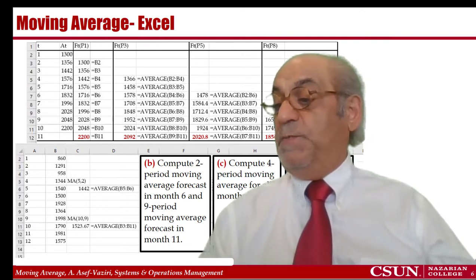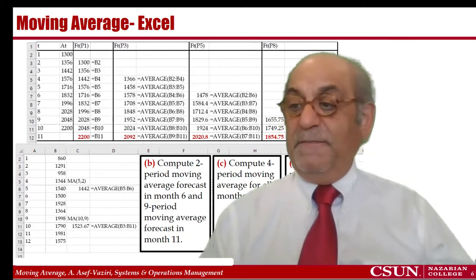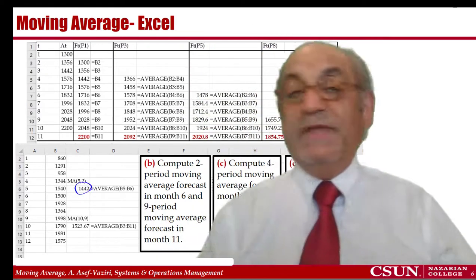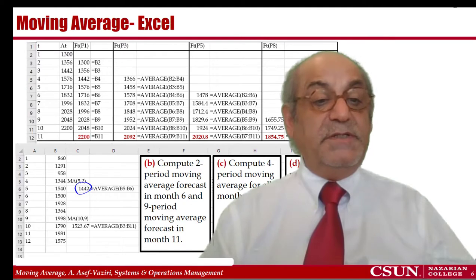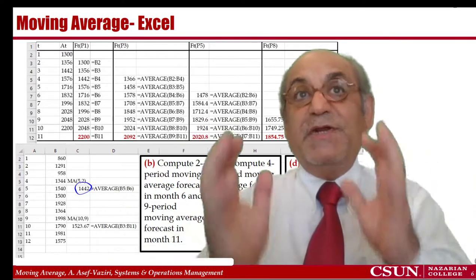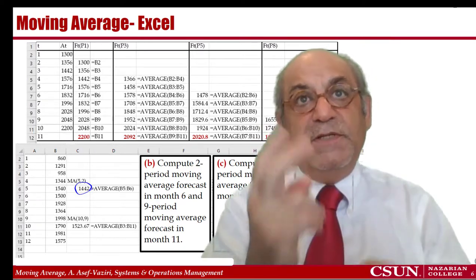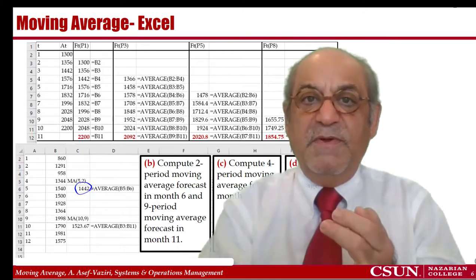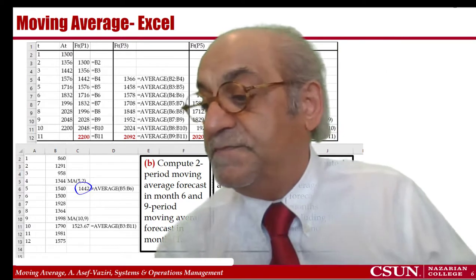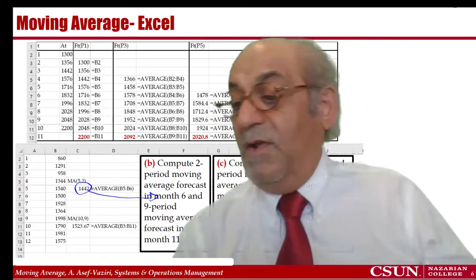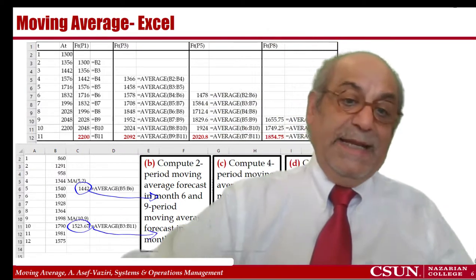The second problem asks to compute the 2-period moving average forecast in month 6 and the 9-period moving average forecast in month 11. I already have the 2-period moving average in month 5. The problem asks for the 2-period moving average forecast in month 6. Forecast means that in month 6, I do not have the data yet. I have data up to month 5. 2 periods, so I take the actual data of month 5 and month 4 and average them. That would be the 2-period moving average in month 5, which is my forecast for month 6. And I already have the 9-period moving average in month 10. That would be my forecast for month 11.